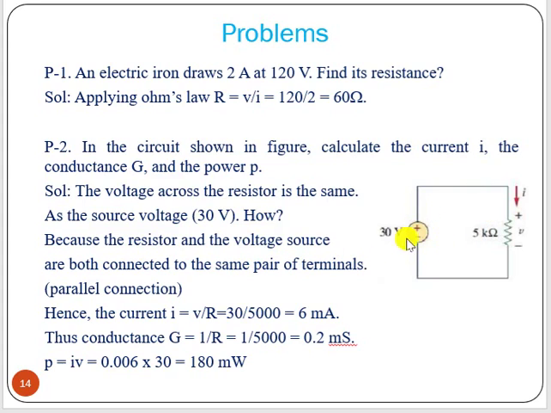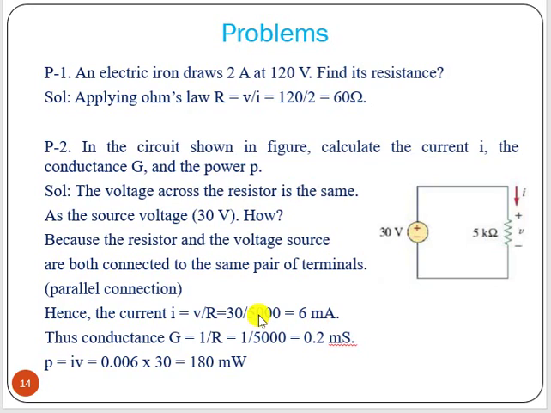Then what happens? The voltage drop across this resistor is equal to 30 volt because of the parallel connection, because the resistor and voltage source both are connected to same pair of terminal. This is a parallel connection, and in parallel circuit voltage are same. So now I will be equal to what? This V is equal to 30 volt. So I equal to V by R. So V by R, if you calculate, 6 milliampere.